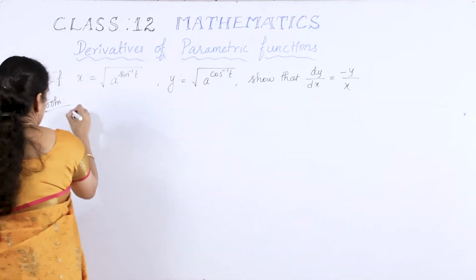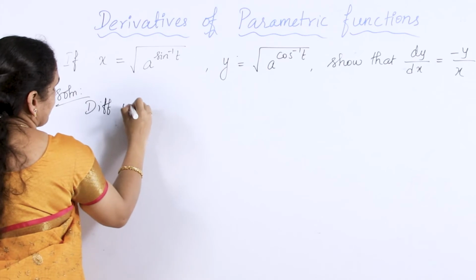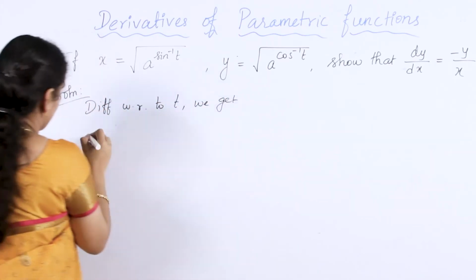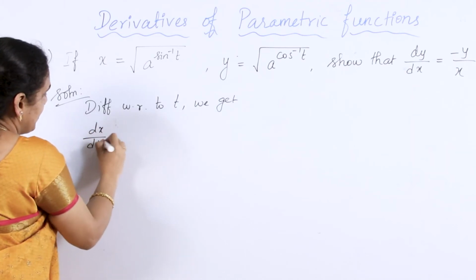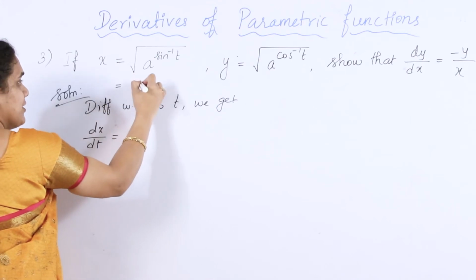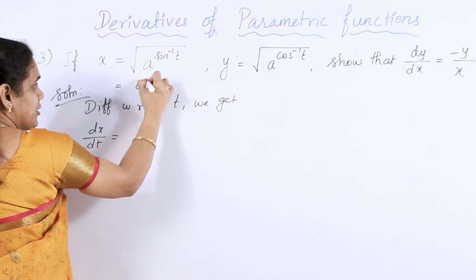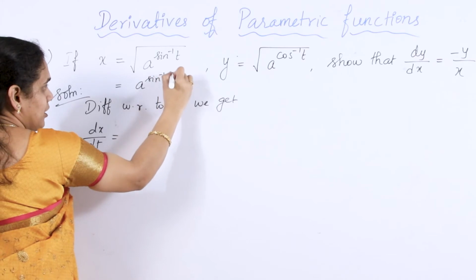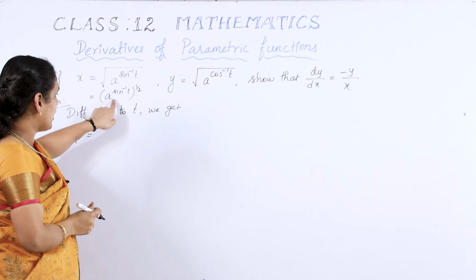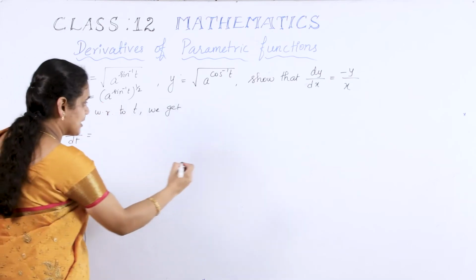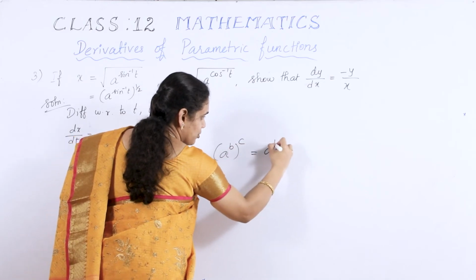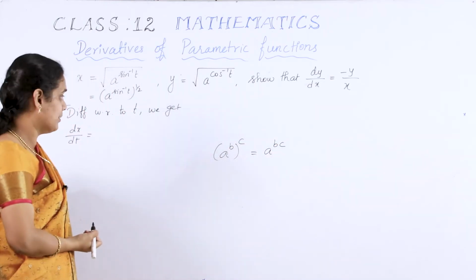Okay, so differentiate with respect to t. We get dx by dt will be equal to, before I differentiate, let me write this one as a to the power sine inverse of t whole to the power half, right? Whole to the power half. And again, it's like the exponential function, a to the power b whole to the power c can be written as a to the power bc, isn't it? We can multiply the power upon power.